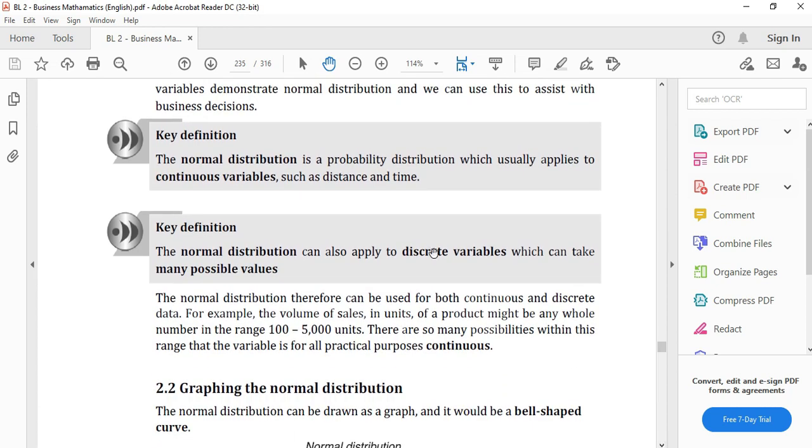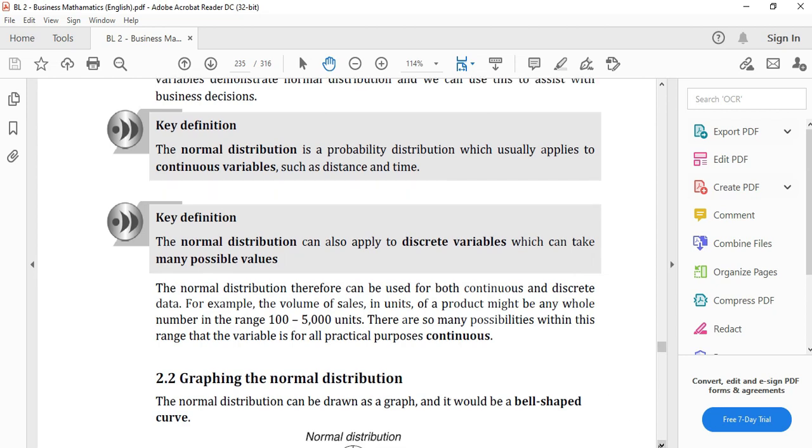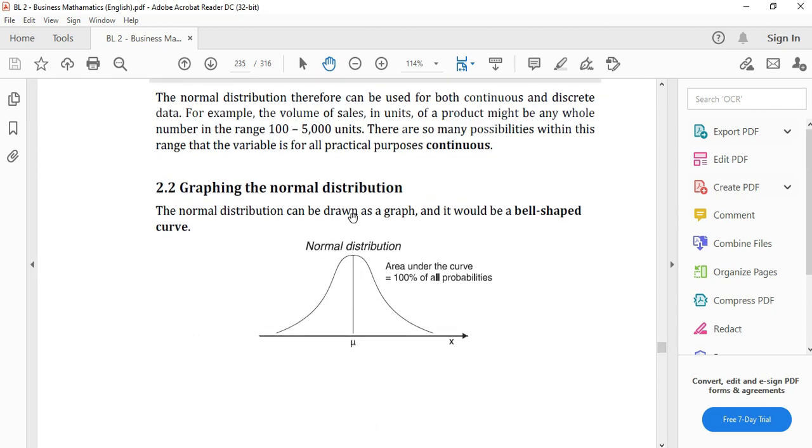As I said, normal distribution is a type of probability distribution applied to continuous variables such as distance and time. And they can be applied to discrete variables as well. Normal distribution curves as a diagram are bell-shaped, okay? And they look like this. They are symmetrical. You can make a note of the word symmetrical next to this picture.